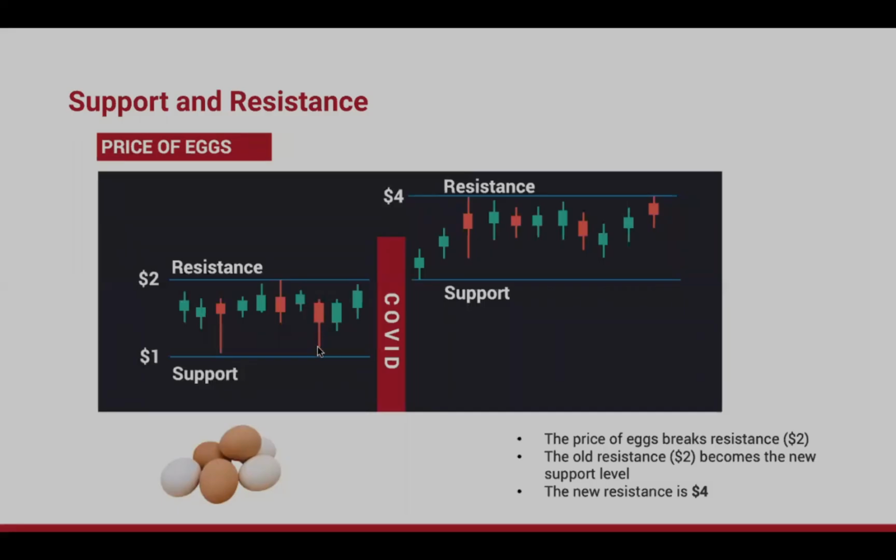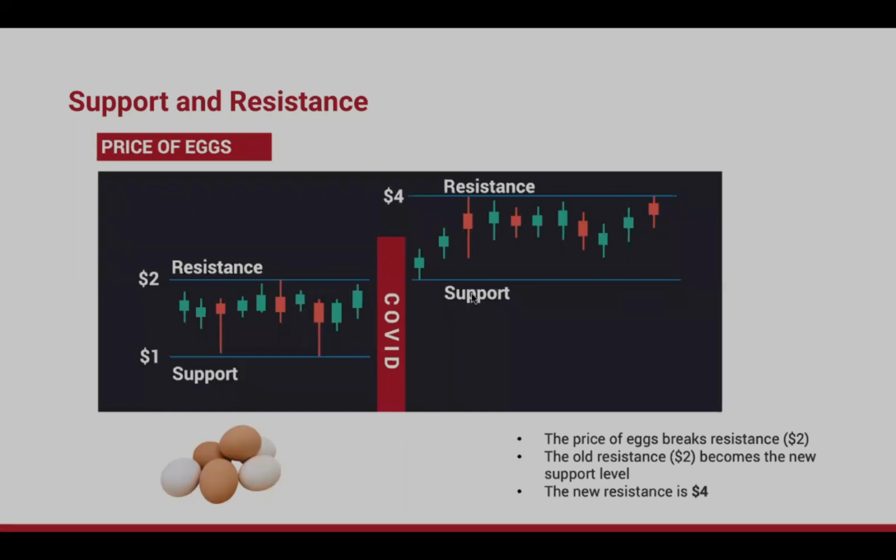They're so beautiful, right? But then let's say COVID takes place and it gives a catalyst for eggs to be in high demand. Well, if eggs have been fluctuating between $1 and $2, and then all of a sudden something happens that causes it to be higher in price because of demand, now once you break resistance, it becomes your support area.